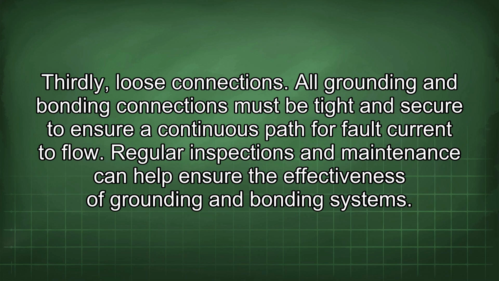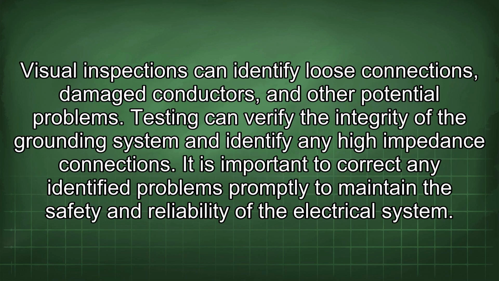Regular inspections and maintenance can help ensure the effectiveness of grounding and bonding systems. Visual inspections can identify loose connections, damaged conductors, and other potential problems. Testing can verify the integrity of the grounding system and identify any high impedance connections. It is important to correct any identified problems promptly to maintain the safety and reliability of the electrical system.